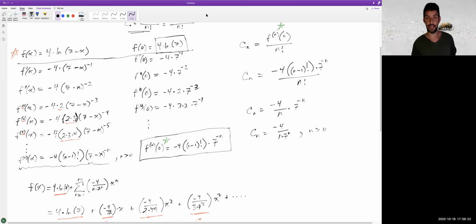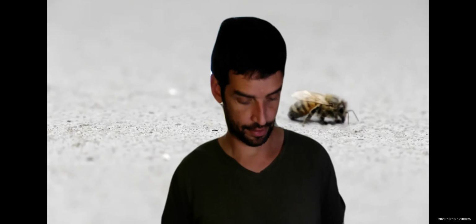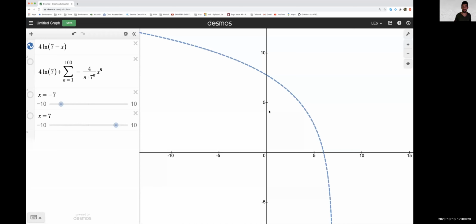All right, let's do one last thing. Let's take a look at a graph of this. So here is our function for natural log of 7 minus x. And you can see I've programmed in the series already. Now I can't program in an infinite series, so I've got the first 100 terms. This might take a minute for the computer to compute, and there we see this graph.